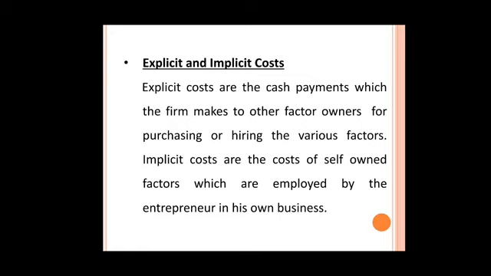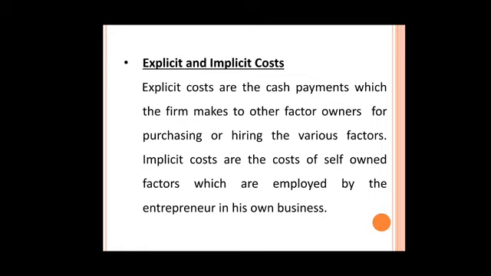Cost of production can also be classified as explicit and implicit costs. Explicit costs are the cash payments which the firm makes to other factor owners for purchasing or hiring the various factors. That is, such costs are the actual money expenditure or payments made to outsiders for hiring their factor services.